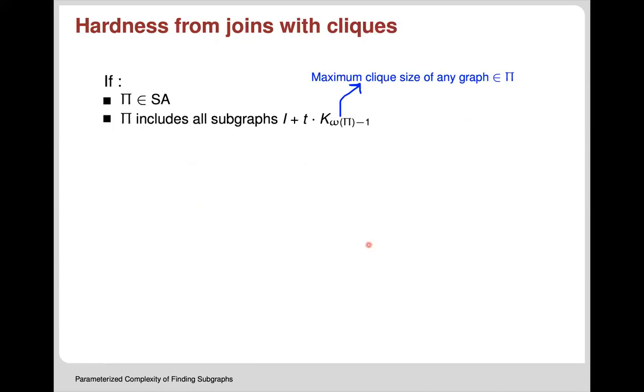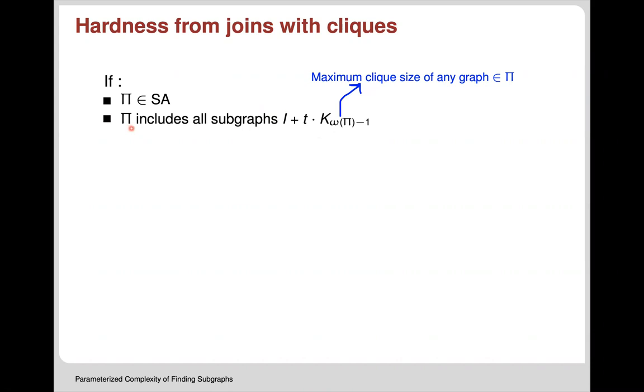And now our second hardness proof has this property. Let's say my pi belongs to SA and pi includes all the subgraphs which are of type I plus t times a complete graph on omega of pi minus 1 vertices, where omega of pi is the maximum clique size of any graph. You can see that if I see this graph, then this graph has a clique size of omega of pi. So that condition is satisfied.